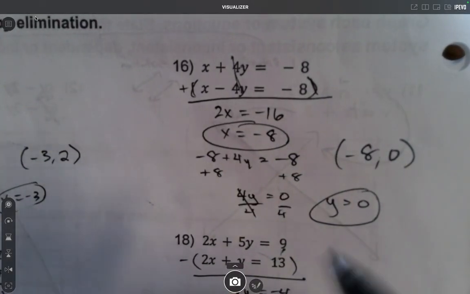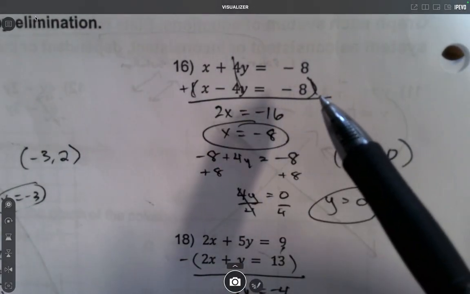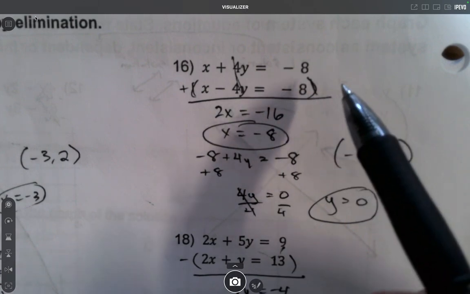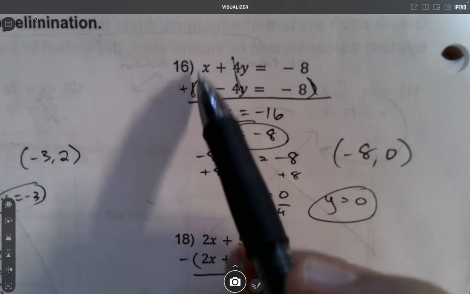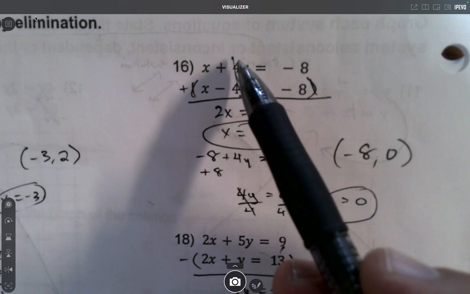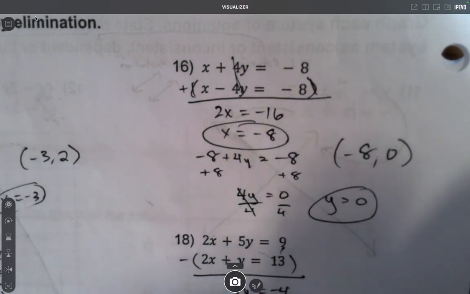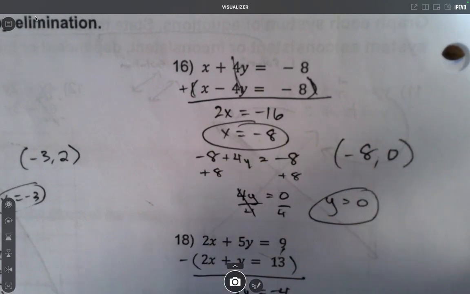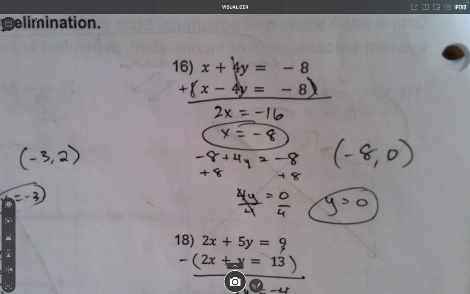Okay, 16 is an uncommon situation, but we could actually add or subtract this one in order to eliminate a variable. Because if you wanted to eliminate the x's, they have the same sign, positive 1 for both. You could subtract. But if you want to eliminate the y's, you could add because they have different signs. And truly, either one's fine. You can get the right answer either way. I chose to eliminate the y's because in general I think it's quicker to just add the two equations together.